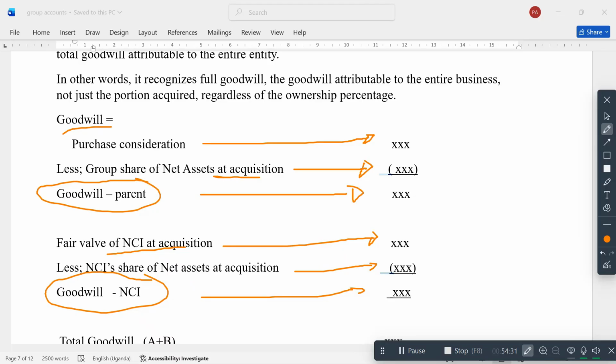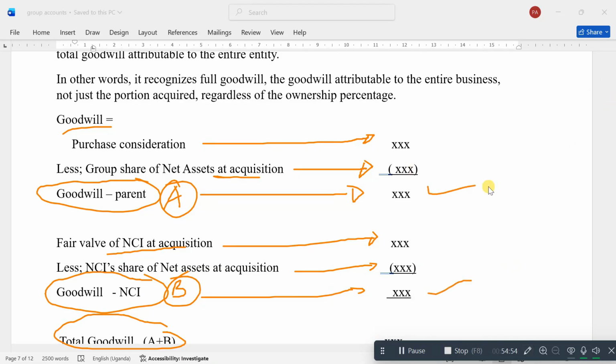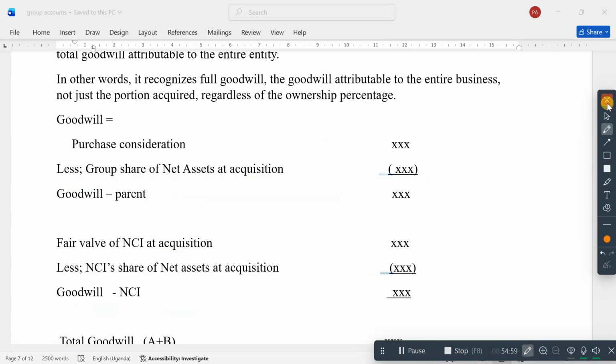Now we have goodwill attributable to parent and goodwill attributable to NCI. But remember, this is full goodwill, or total goodwill. What are we going to do? We are going to add. Suppose this is goodwill A and this is goodwill B. You add this goodwill plus this goodwill to get the goodwill to be recognized. Hope it's clear. And if you need an example, no problem.